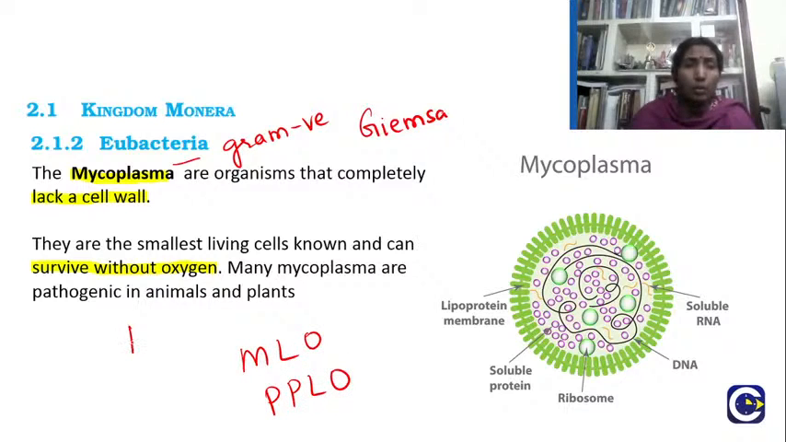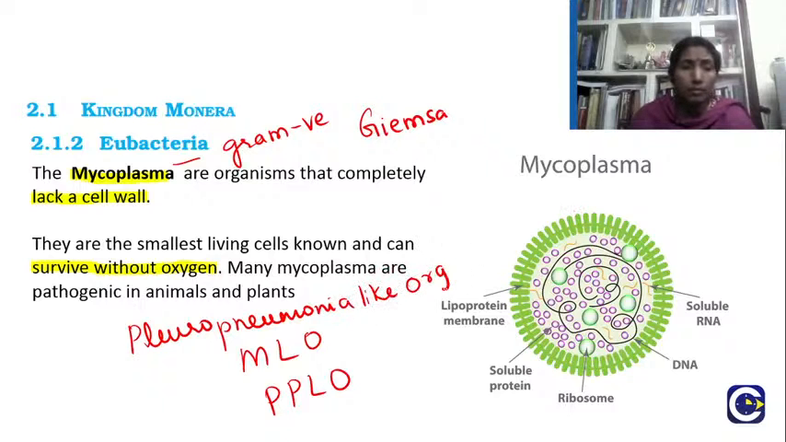What is PPLO? They are pneumonia-like organisms. Okay, so that is where. So Mycoplasma are heterotrophic in nutrition. They are mostly saprophytic sometimes, or even parasitic. But mostly they produce diseases like pneumonia, mostly in domestic animals. So that is where it is important.